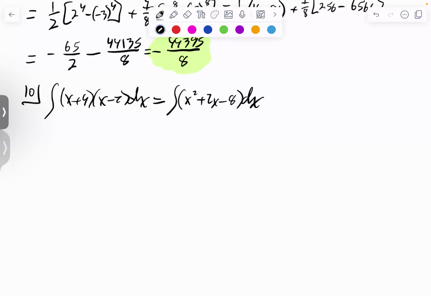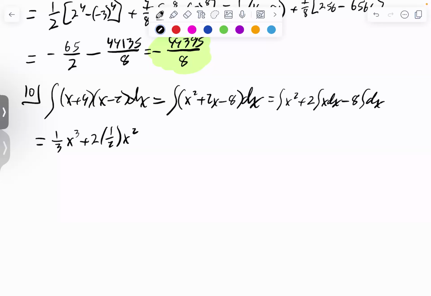And now I'm going to integrate each one of those. Integral of x squared is going to be 1/3 x to the third. Integral of x is 1/2 x squared. So this gives me plus 2 times 1/2 x squared minus 8x plus c.